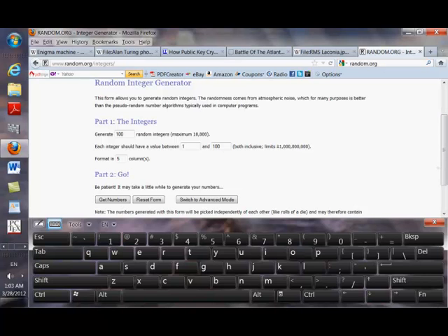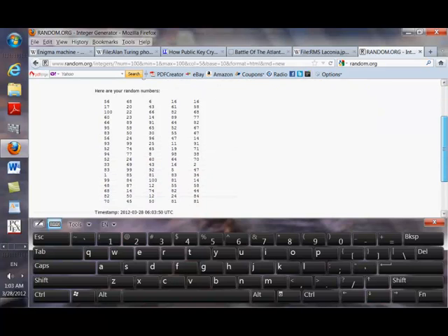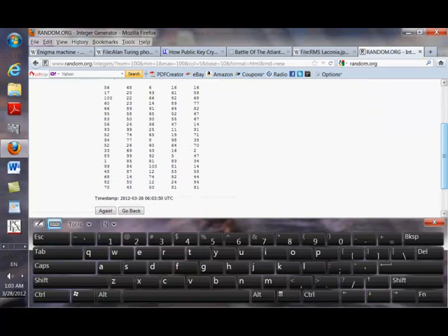Now, the main part, get the numbers. If you just get the numbers here, those are 100 numbers that were generated by atmospheric noise between 1 and 100.